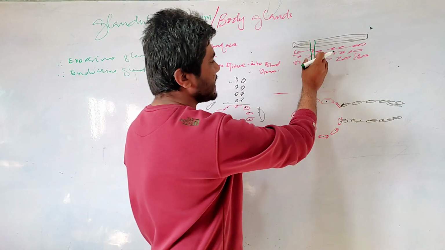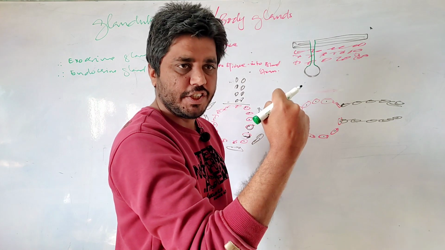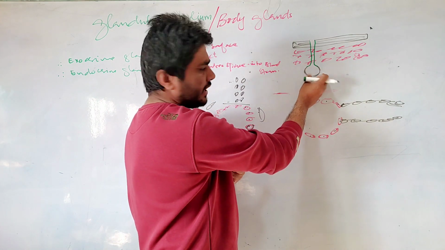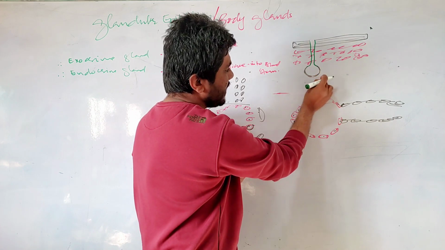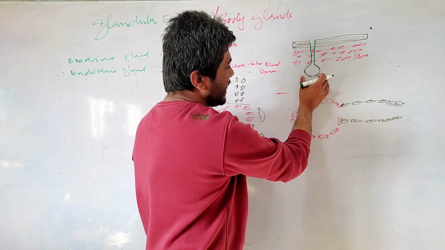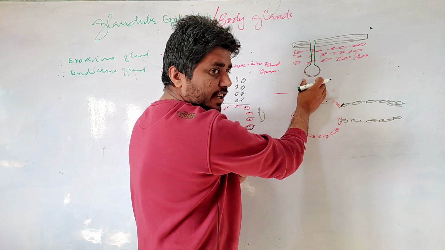During development, this duct remains intact. Both are epithelial. This part is known as the actual secretory part, the adenomere. So this part is the cells which are involved in secretion.